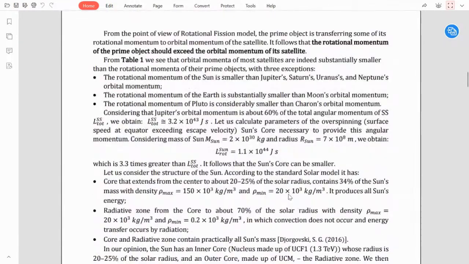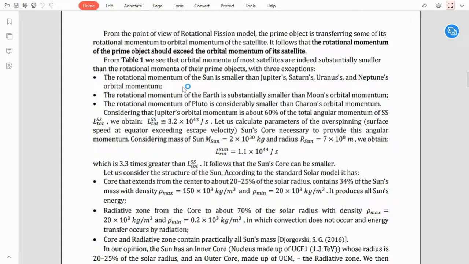From the point of view of the rotational fission model, the prime object is transferring some of its rotational momentum to the orbital momentum of the satellite. It follows that the rotational momentum of the prime object should exceed the orbital momentum of the satellite. From Table 1, we see that the orbital momenta of most satellites are indeed substantially smaller than the rotational momenta of their prime objects, with 3 exceptions.